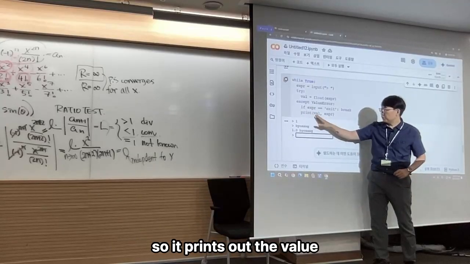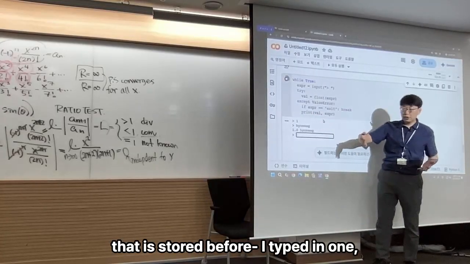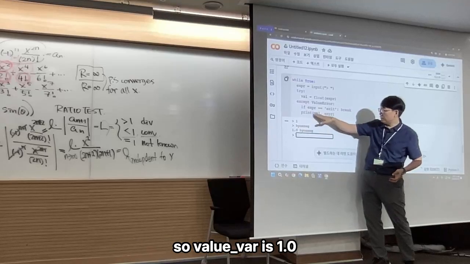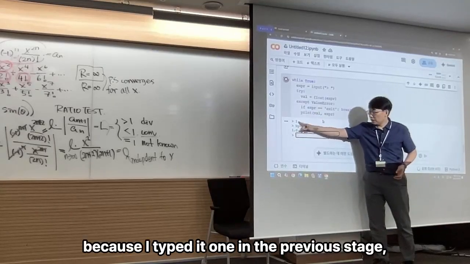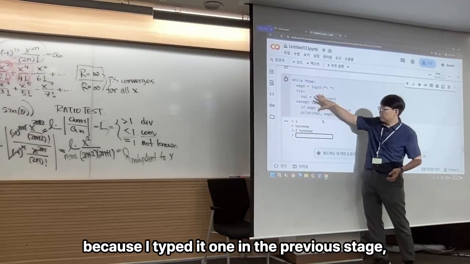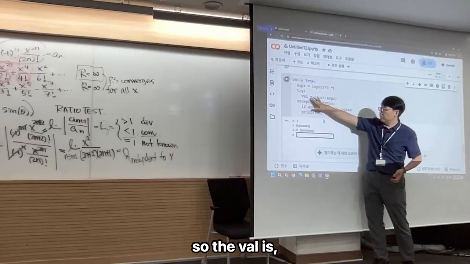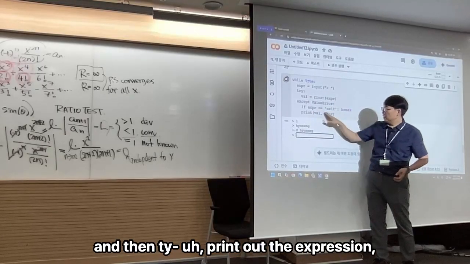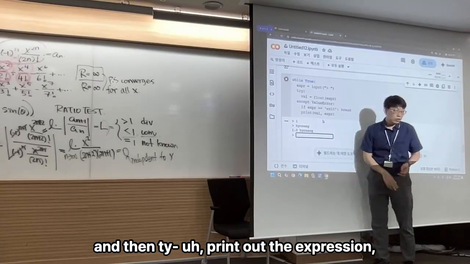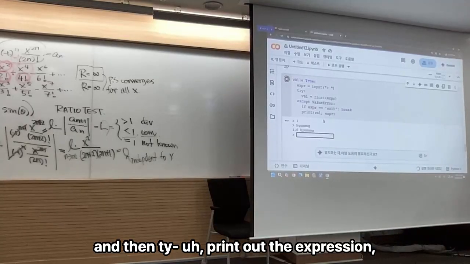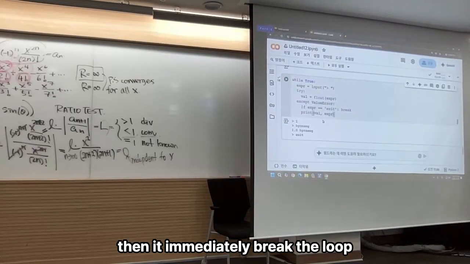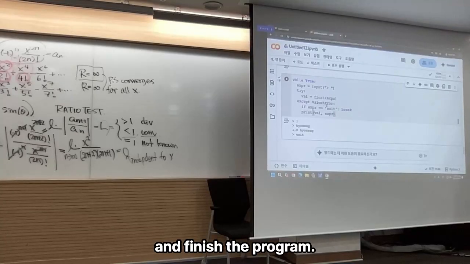So it prints out the value that was stored before I typed in 1. So val is 1.0 because I typed 1 in the previous stage. So val is stored with the float value 1. And then it prints out the expression. And then if I put exit, it immediately breaks the loop and finishes the program.